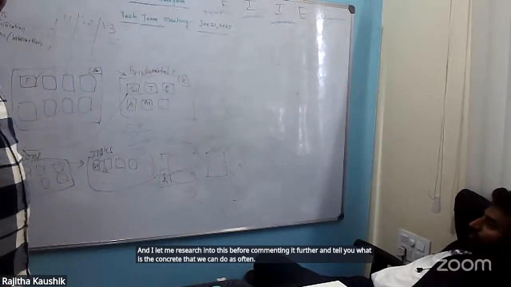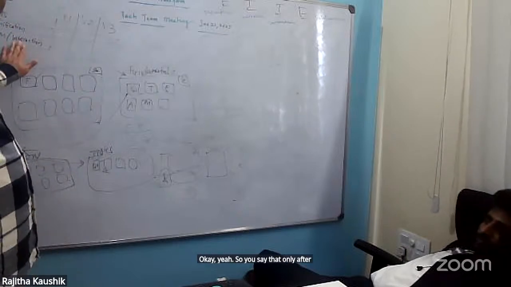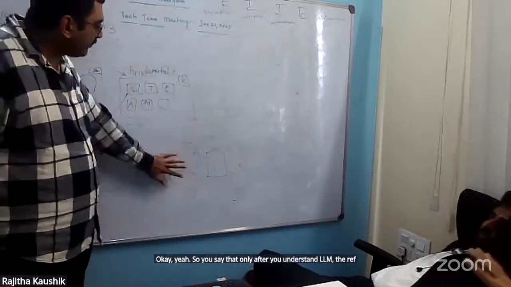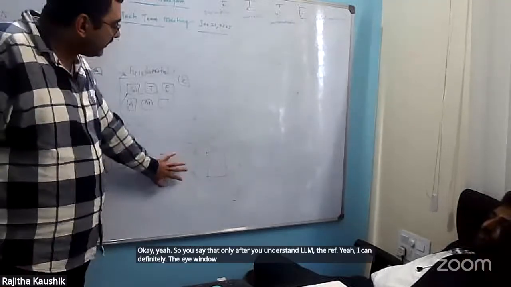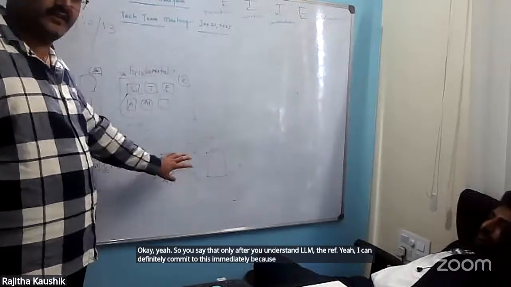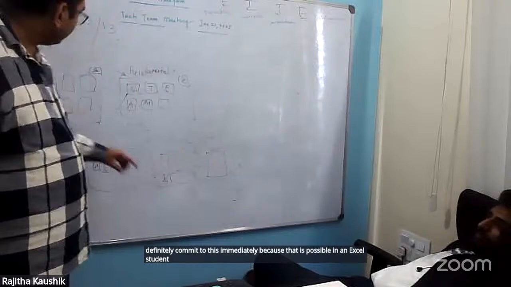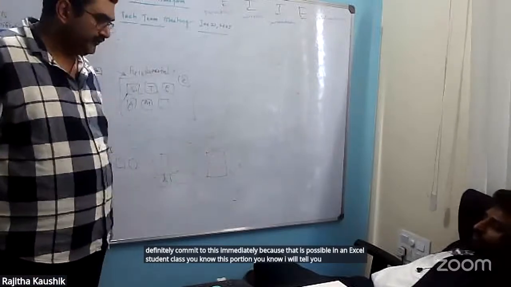Okay. So you say that only after you understand the LLM, the ref. Yeah, I can definitely commit to the P and F windows. The I window, the interaction window, I can commit to this immediately, because that is possible in any system. This portion, I will tell you more as I research more.